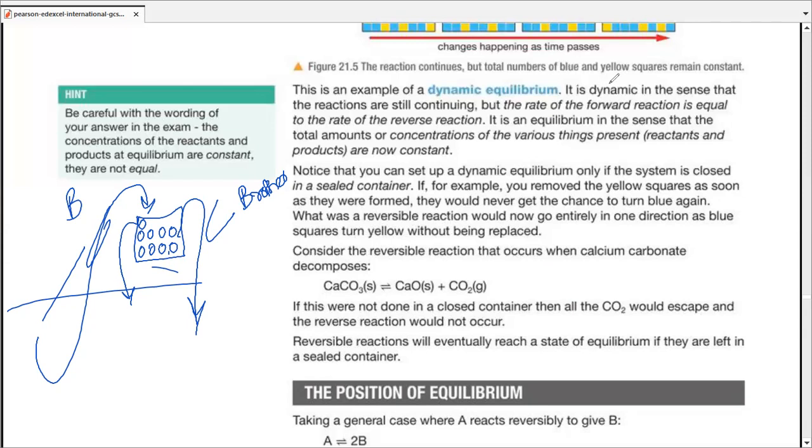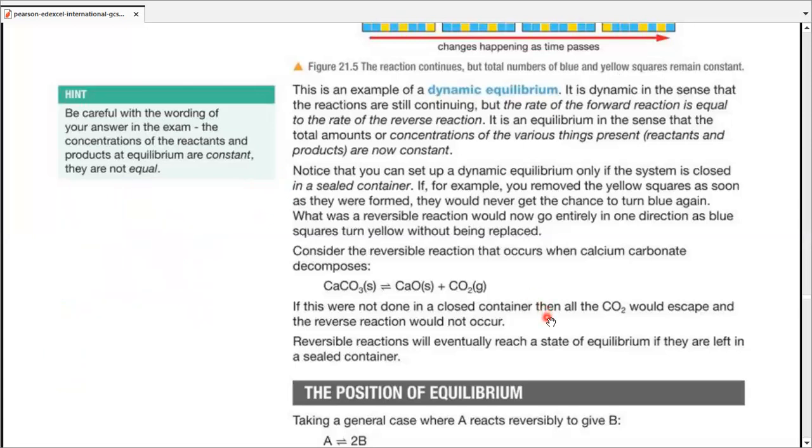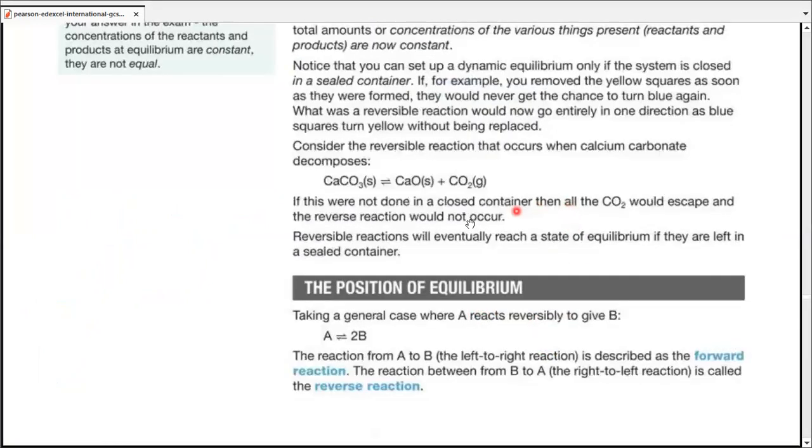All right. So moving on, that was just a funny example to make sure that you understand there is some action. It's not static, and the forward and the reverse reaction can be at the same rate. Now, consider the reversible reaction that occurs when calcium carbonate decomposes. Calcium carbonate, when it decomposes, forms calcium oxide and carbon dioxide. One of them is solid, one of them is gas.